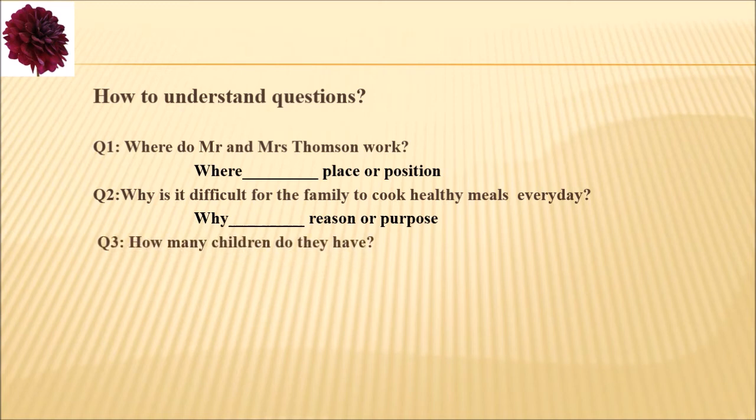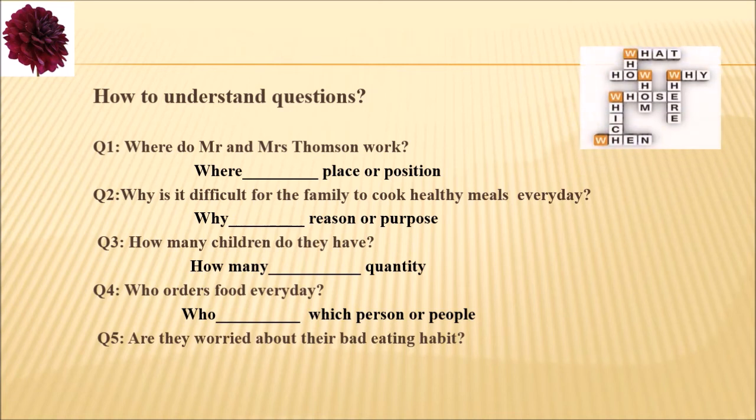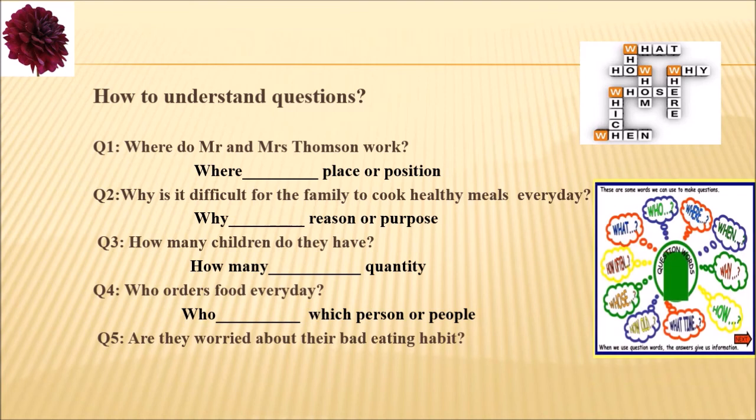Question number 3. How many children do they have? How many? Quantity is asked. Question number 4. Who orders food every day? Who means which person or people? Question number 5. Are they worried about their bad eating habit? Questions that start with is or are, usually we answer them with yes or no. Yes, they are worried. No, they are not worried. Again, look at the questions. Where means kahan. Why means kyun. How many means kitne. Who means kaun.